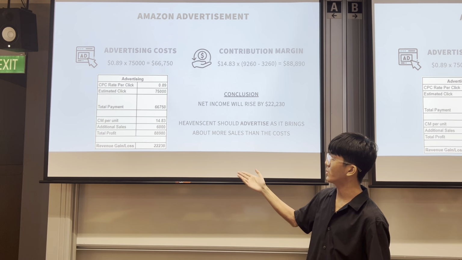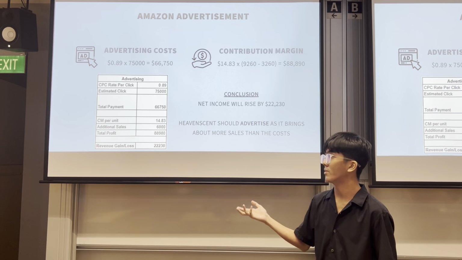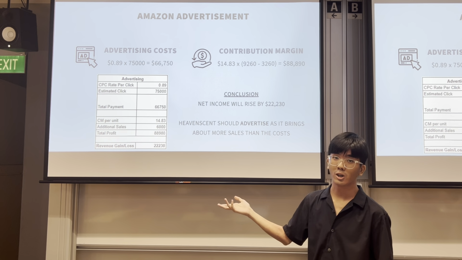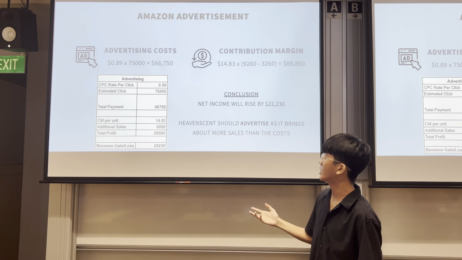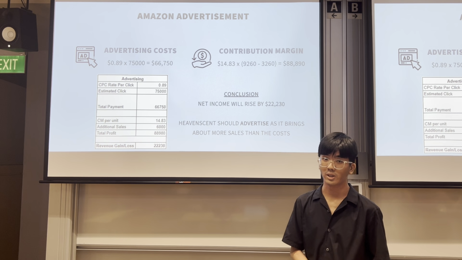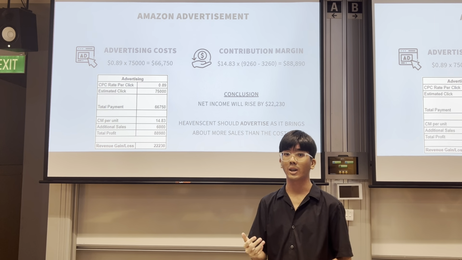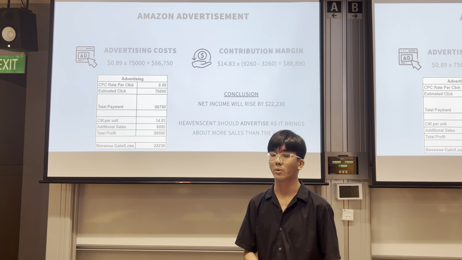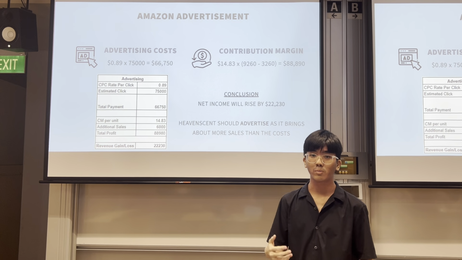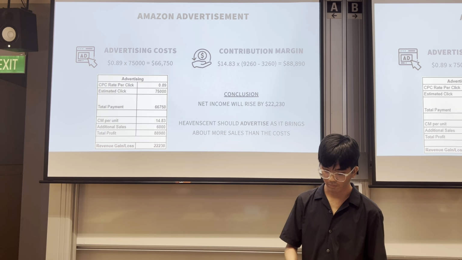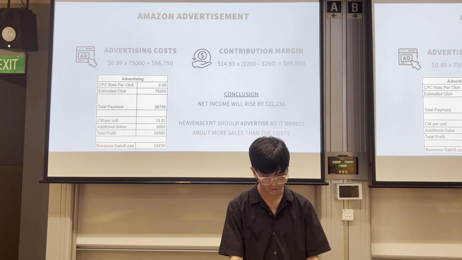So on the bottom left, we can see an Excel tabulated revenue gain or loss, which will give us an increased net income of 22,230. So Heavenscent should actually advertise on Amazon to improve their business, as it brings about more benefits rather than its cost. So now I'll pass on to Jeremy.